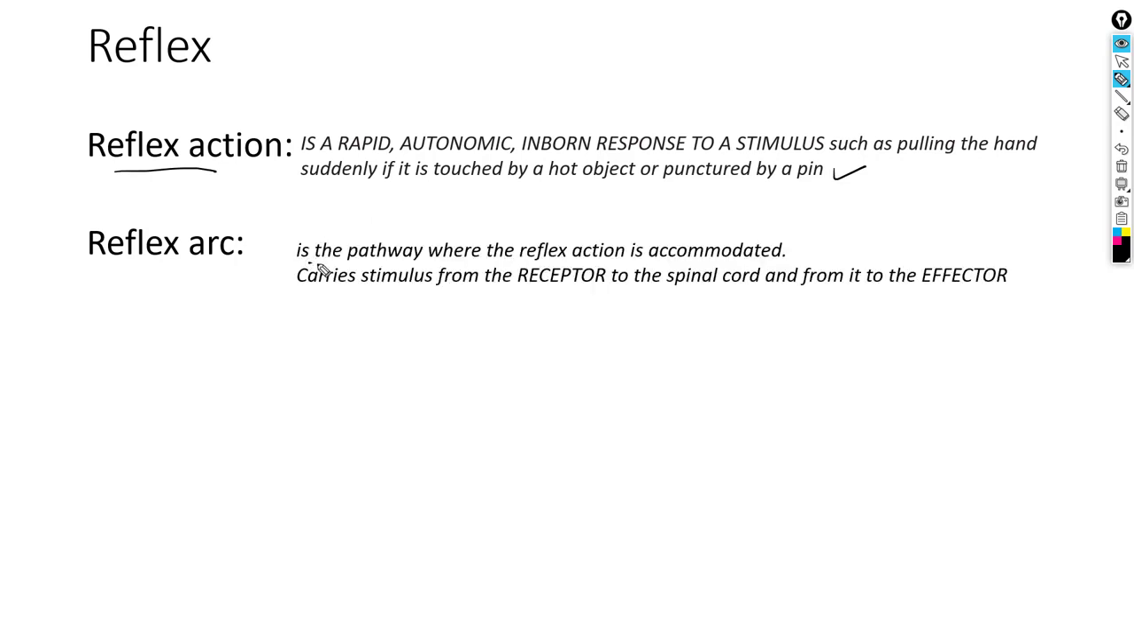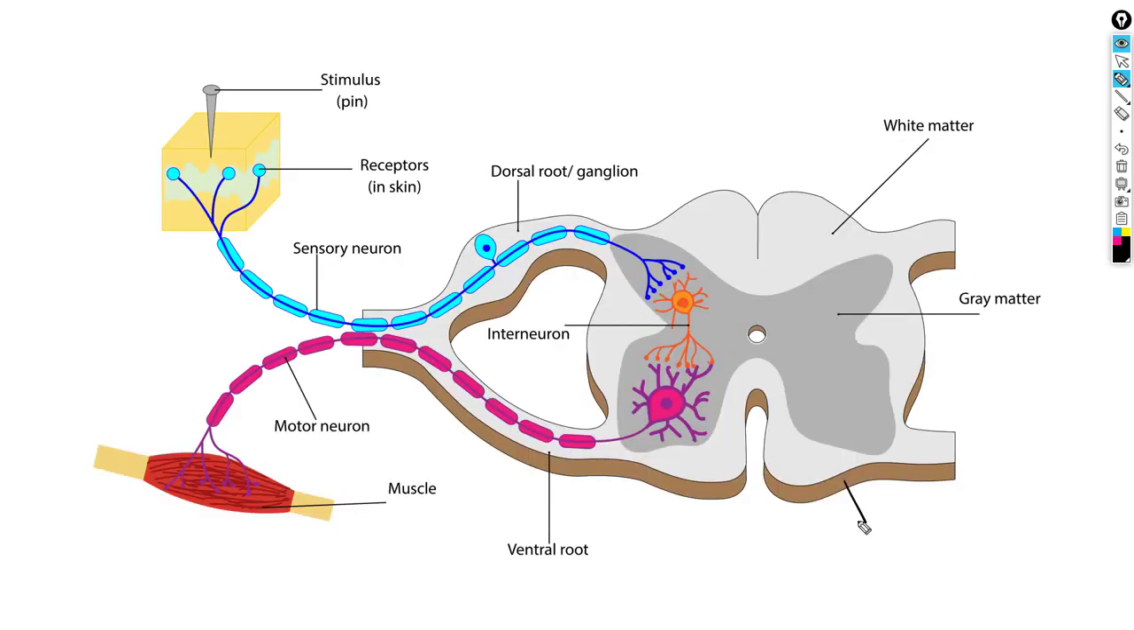When it comes to the reflex arc, it is the pathway where the reflex actions are accommodated. It carries stimuli from the receptors to the spinal cord and from there to the effectors during the reflex. This includes all components involved in the reflex action which are shown here. This is a piece of spinal cord here. There's white matter as an outer layer and gray matter as an inner layer. Here are the receptors. In this case, that's the skin here and a pen which serves as a stimulus. So the receptors are stimulated and the impulse is taken to the spinal cord by these sensory neurons here.